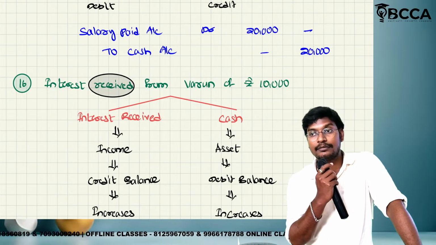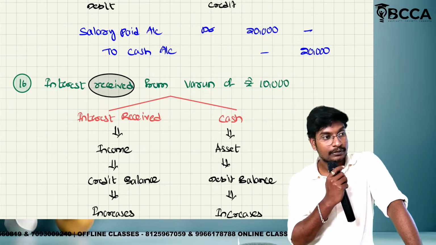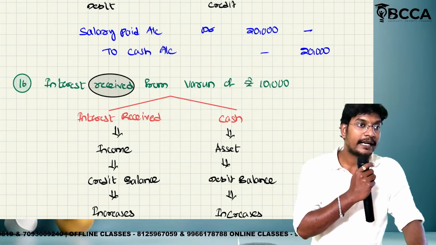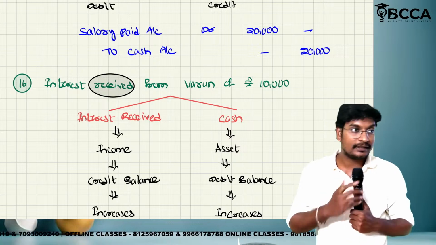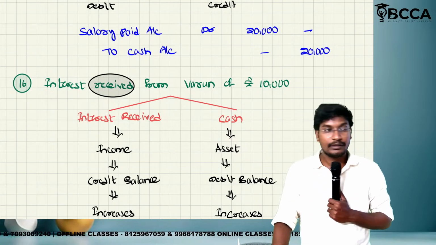Next we have three ways of maintaining the books of accounts: cash basis, accrual basis, and hybrid basis. What is the meaning of cash basis? Cash basis means we record only the cash-related transactions. That means whether received or paid, we record it.